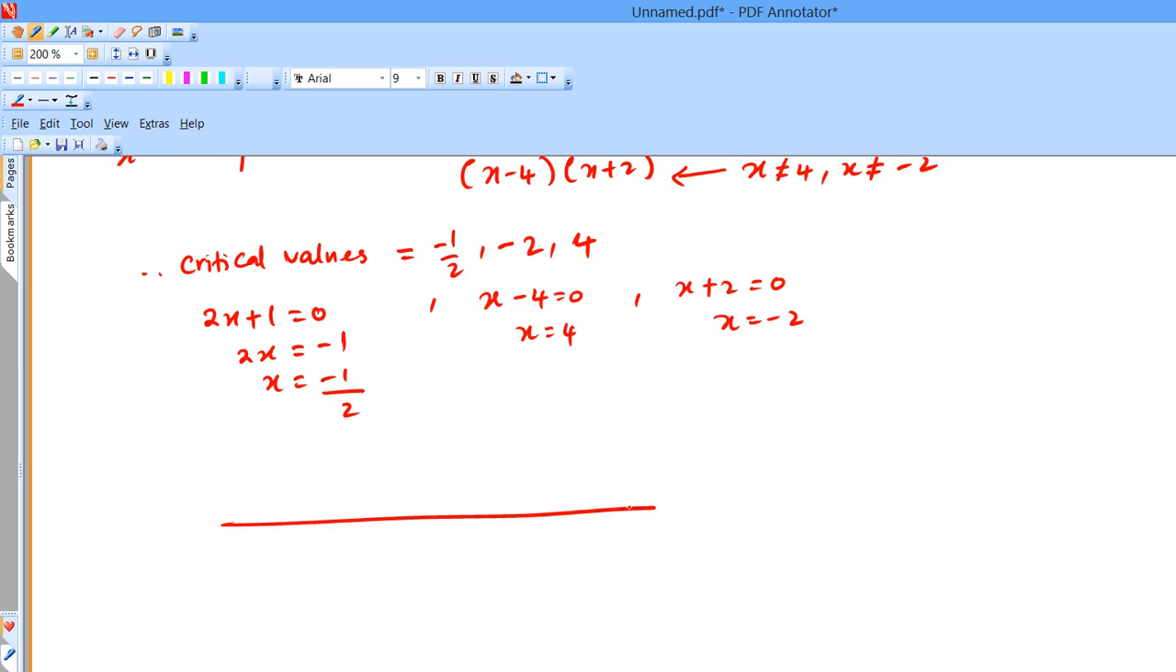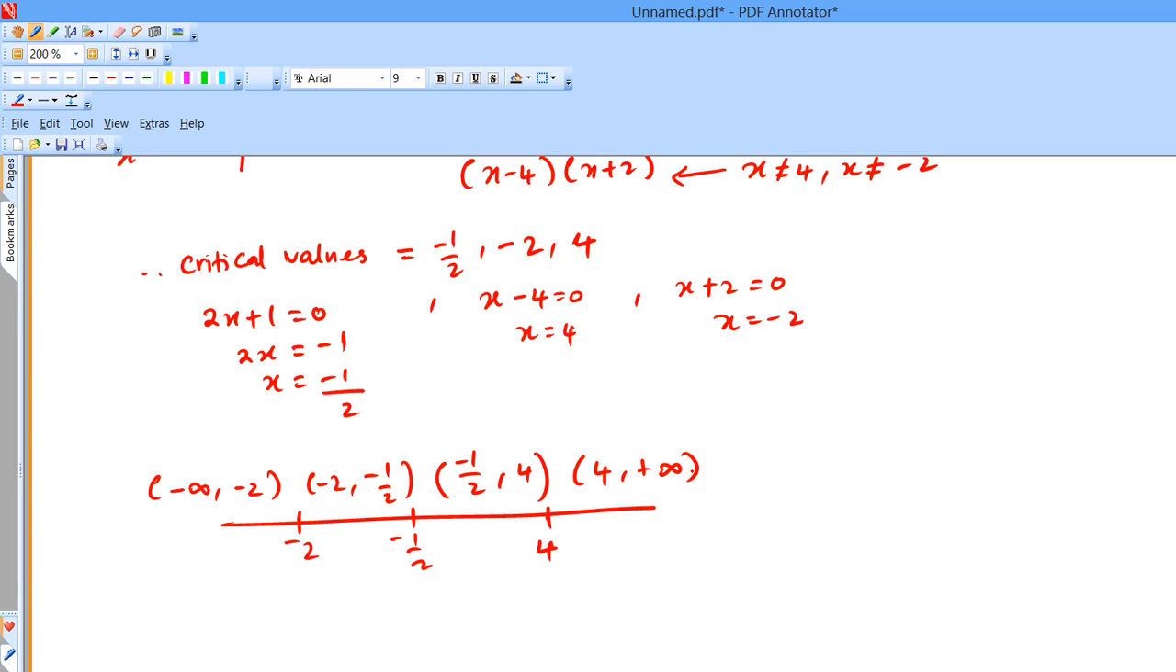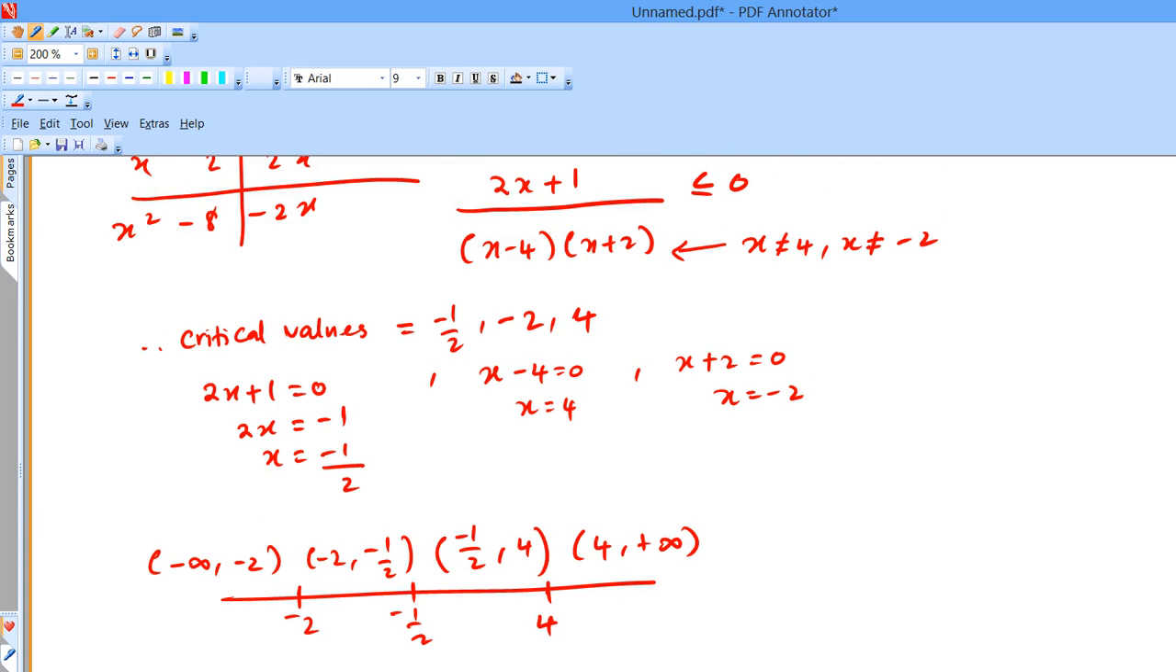Based on the real number line, we can divide into intervals. We have -2, -1 over 2 and 4. For the first interval, we have from negative infinity to -2. Second interval, -2 to -1 over 2. Third interval from -1 over 2 to 4. Fourth interval from 4 to positive infinity.